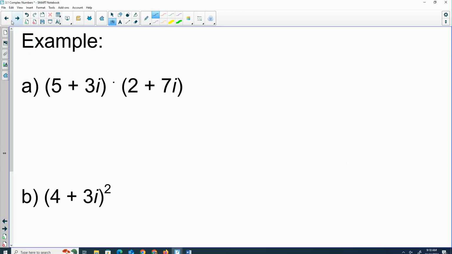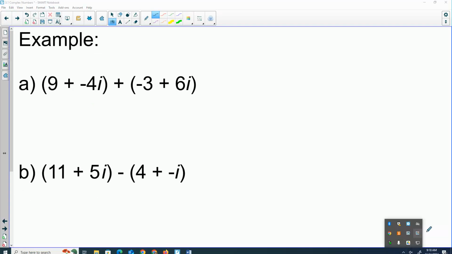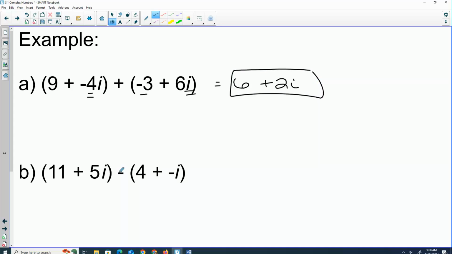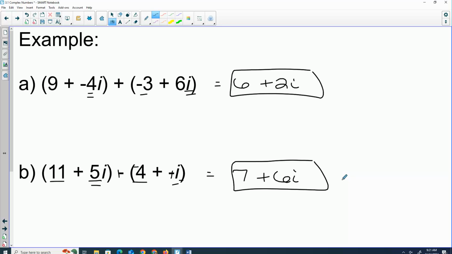You guys do this one for me. Like terms, 9 plus negative 3 is 6. Negative 4i plus 6i is 2i, and you have to have it in that order. So A is 6 plus 2i. B distributes our negative, so 11 plus negative 4 gives us 7. 5i plus i is plus 6i. Are we okay with this?